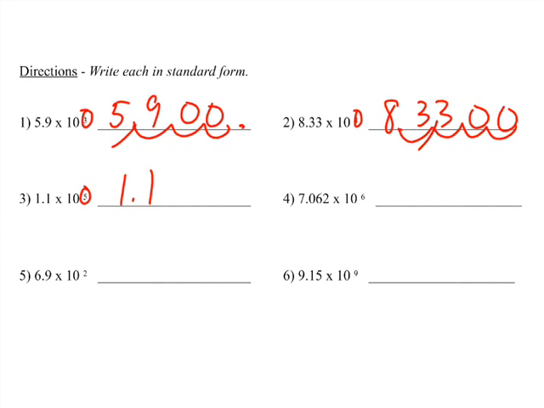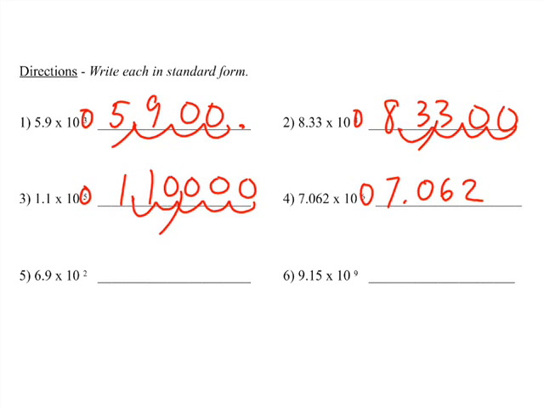We would move the decimal 5 to the right. 1, 2, 3, 4, 5. Add our zeros. Put in our comma. It would be 110,000. We would move the decimal here 6 spots. 1, 2, 3, 4, 5, 6. Get in our commas. That would be 7,062,000.